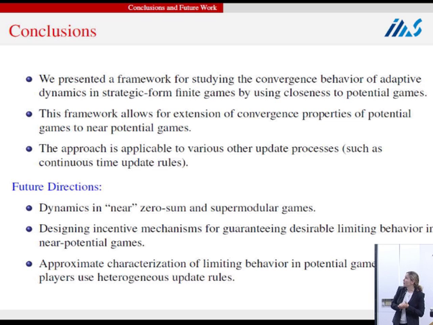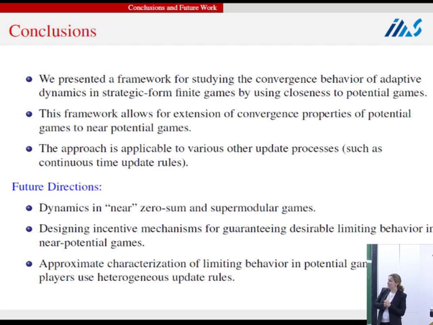We presented a framework for studying behavior, convergence behavior of adaptive dynamics in general games. We provided bounds on the limiting behavior, and these bounds, of course, are informative if we're thinking about games which are close to the set of potential games. I only focused on discrete time update rules. The paper contains also continuous time update rules and others.